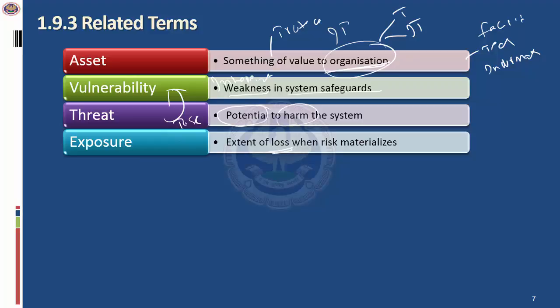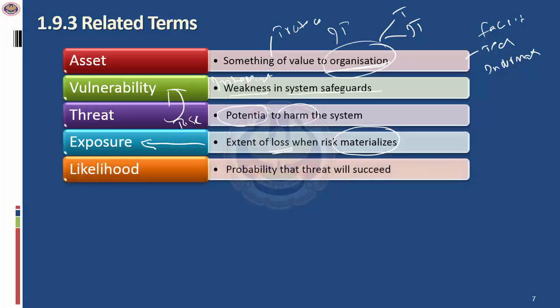So when the threat exploits the vulnerability, there is a risk which materializes. This materialization of risk will result in an exposure, which is a potential loss. There is always a probability because risk is never certain. So you'll have a probability that the threat will succeed.